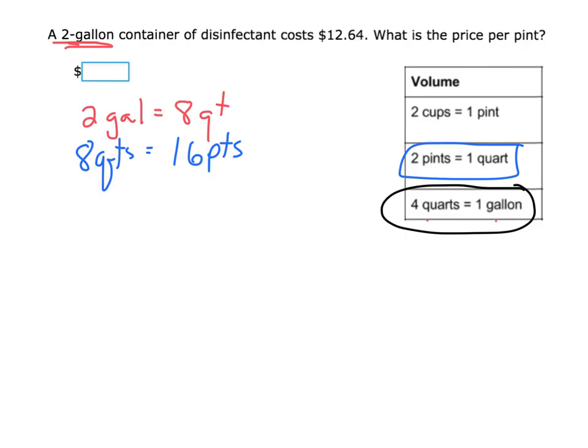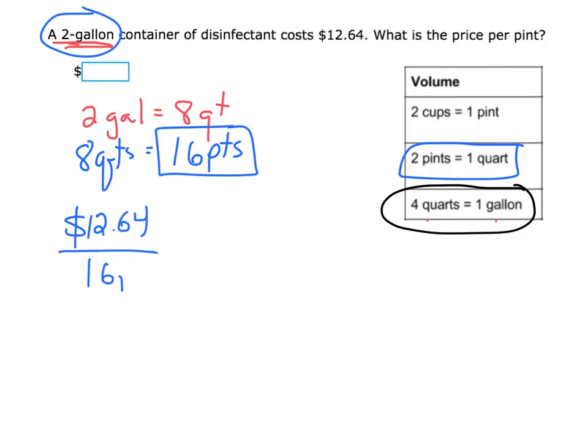So as we did in the last task, now we've got the unit conversion done. Instead of thinking about it as 2 gallons, I'm going to think about it as 16 pints. And so the cost of $12.64 for 16 pints, which again, is the same thing as $12.64 for 2 gallons. Well, 2 gallons is the same as 16 pints, so this is the same thing. And as before, we're trying to figure out how much it would cost for 1 pint. How much money would that be?